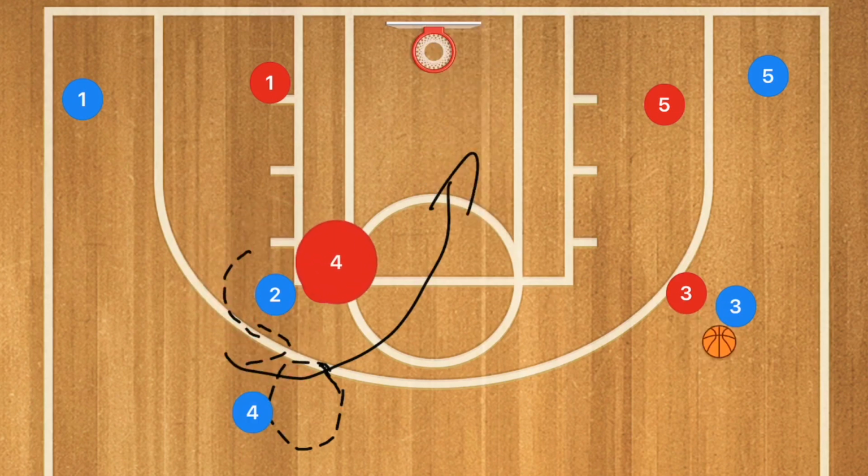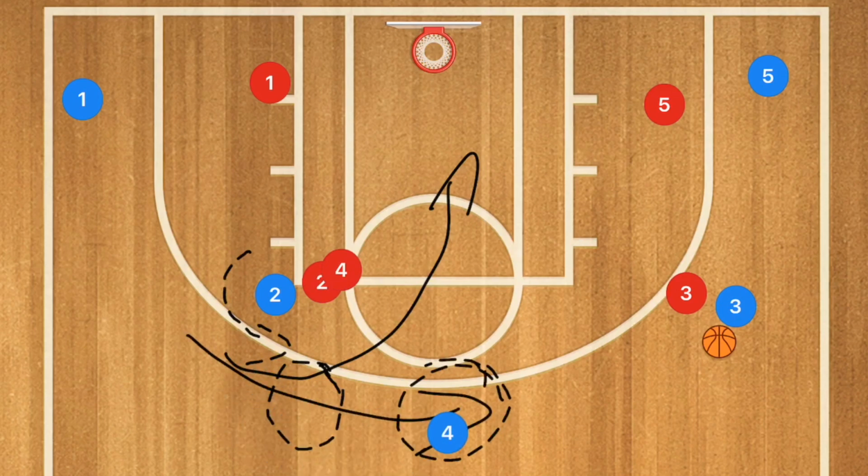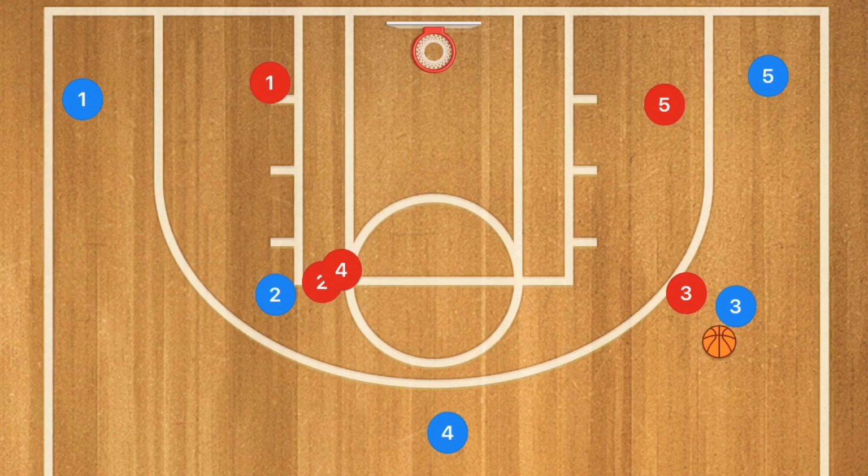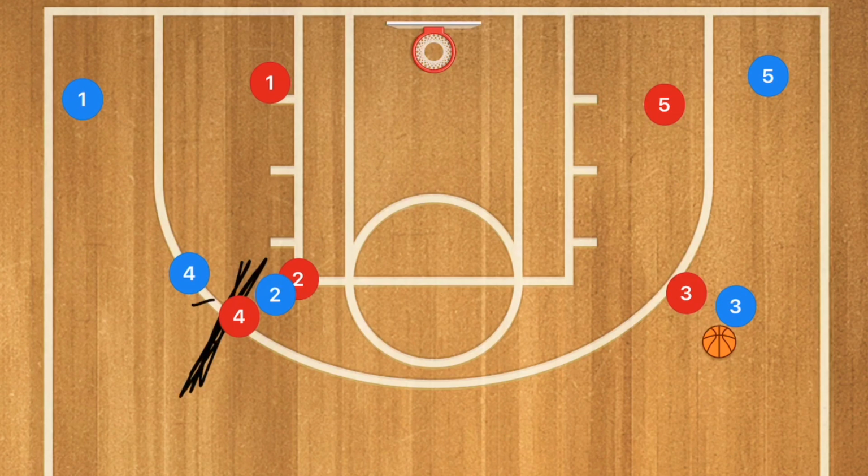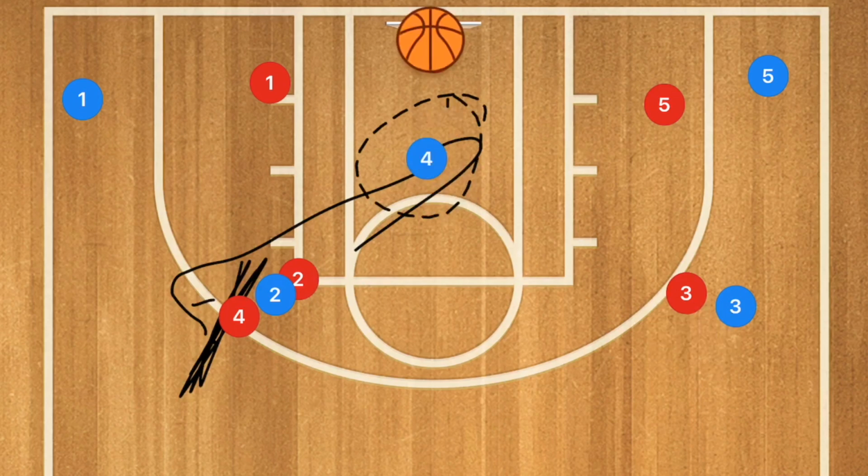If player 4's defender goes underneath the screen, we would then want him to pop out for that 3-point shot, or at least the continuation of the offense. And if, for example, player 4's defender tries to cut off that screen so that player 4 can't use it, then we would want to teach him to cut straight to the basket, or at least straight to the middle of the key for a layup.